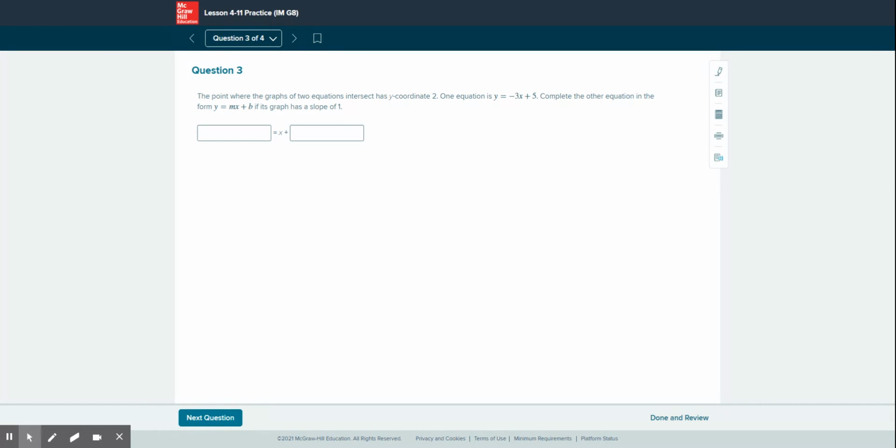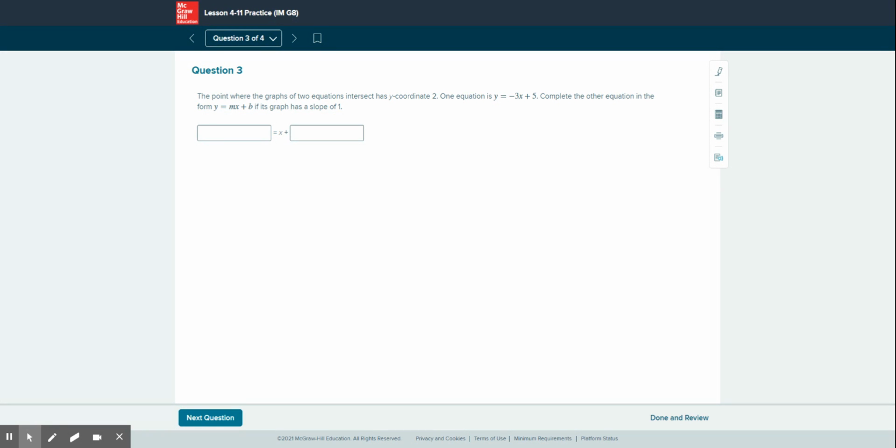So if we know what y is, we can substitute and say 2 is equal to negative 3 times x plus 5. And then we go ahead and just use our properties of equality to solve for x, and we find out that x is equal to 1. So this is the intersection.